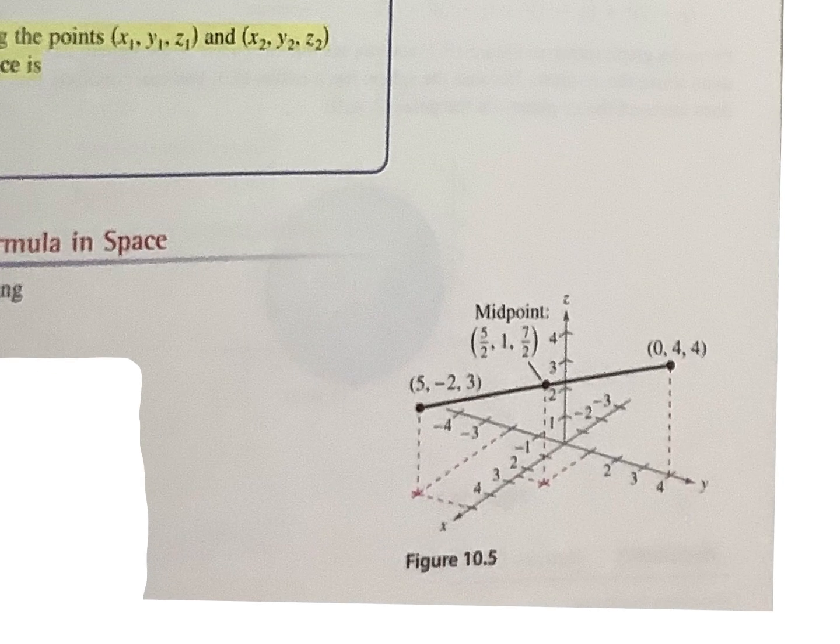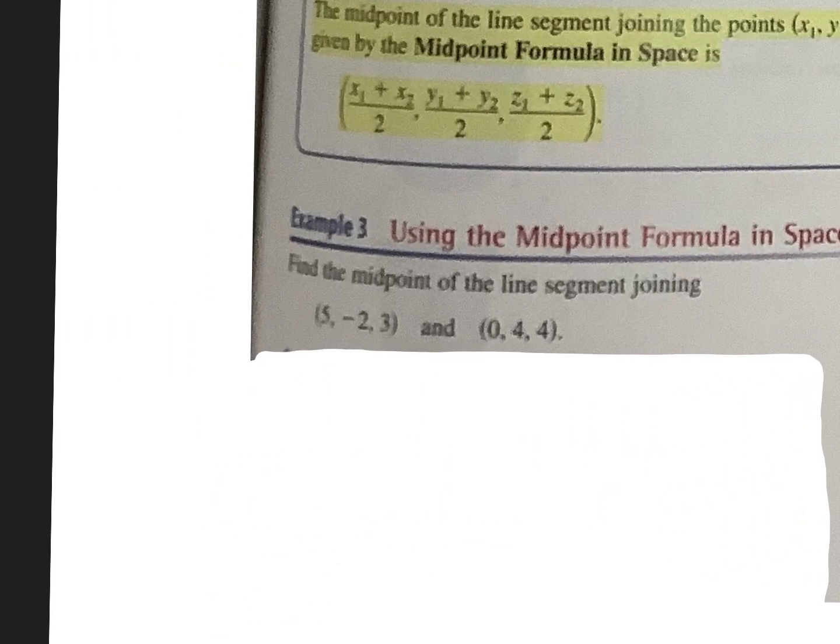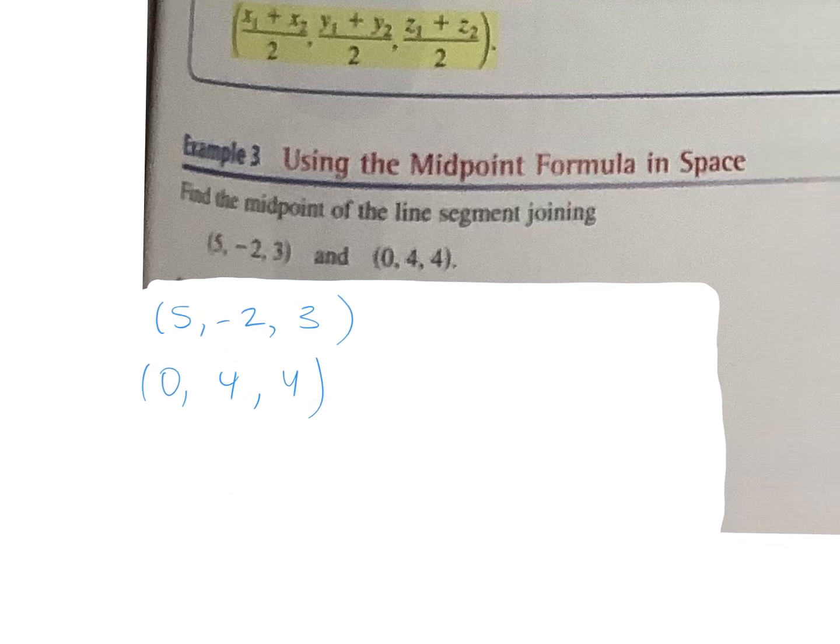So look, this is what it would look like if you were visually looking at it. So you have your 2 ordered triples. You have 5, -2, and 3. And then you have 0, 4, and 4. Now, for some reason, a lot of us mess up the midpoint formula. I don't know why. You're adding the values together and then dividing by 2. So you're going to take your x's, 5 plus 0, and divide by 2. Then you take your y's, -2 plus 4, divide by 2. Then you take your z's, 3 plus 4 and divide by 2.